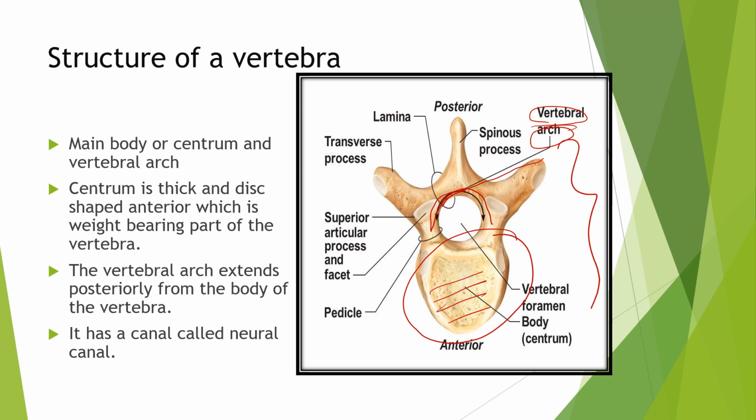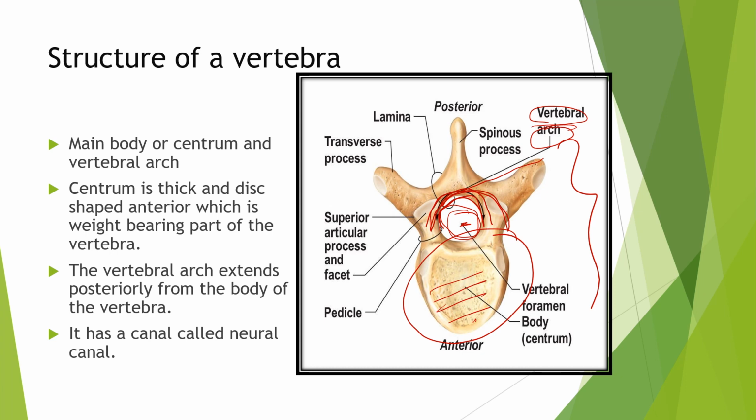And what is the function of the vertebral arch? It extends posteriorly from the body of the vertebra, and it has a canal called the neural canal that runs through the center of this neural arch. So here is the centrum. This is the vertebral foramen. Is it clear? This is the vertebral arch. Just follow the diagram. You can see this is the vertebral arch, and this is the vertebral foramen.